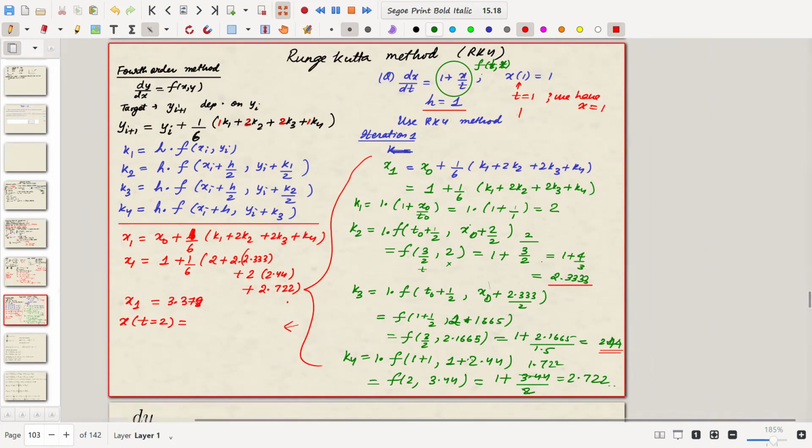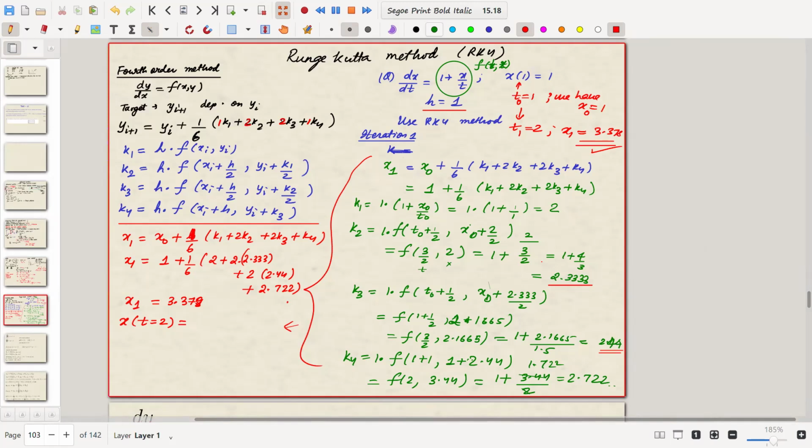So the next time step: this is t naught, this t1 is 2. So this is x naught. At t naught equal to 1, we have x naught equal to 1. So at t1 equal to 2, using the Runge-Kutta method, you will have x1 equal to 3.378. That is the solution. So without solving the ODE, you solve this.